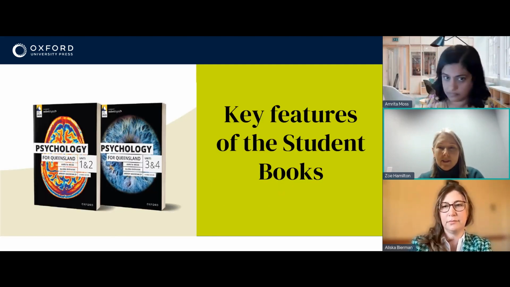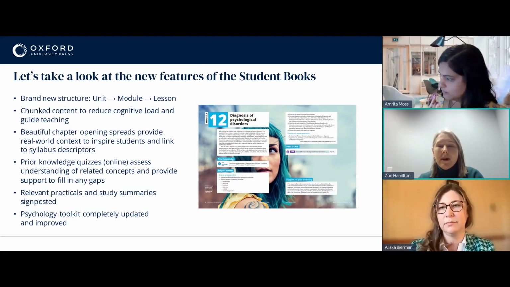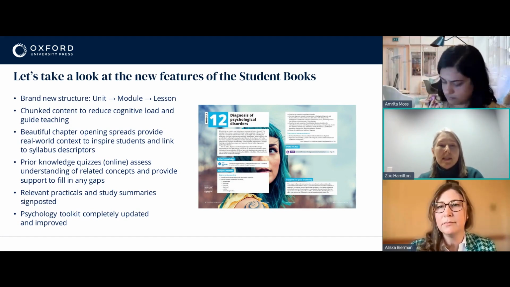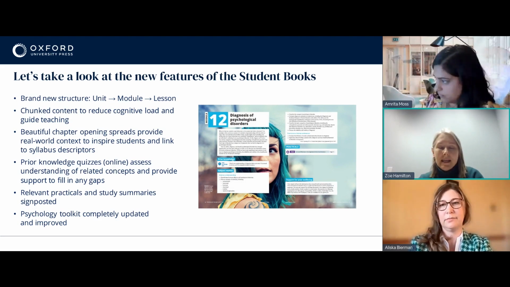So let's have a look at the student books now. We have a new structure this time. Our books are divided into units, and then what were chapters are now modules, and modules incorporate the subject matter from the science understanding, and lessons are part of the modules, and they comprise the dot points from the syllabus. We've chunked our content more. We have included this time prior knowledge quizzes. These are online quizzes that are going to help you assess student understanding of related concepts to what's to come, and they provide support to fill in any gaps.